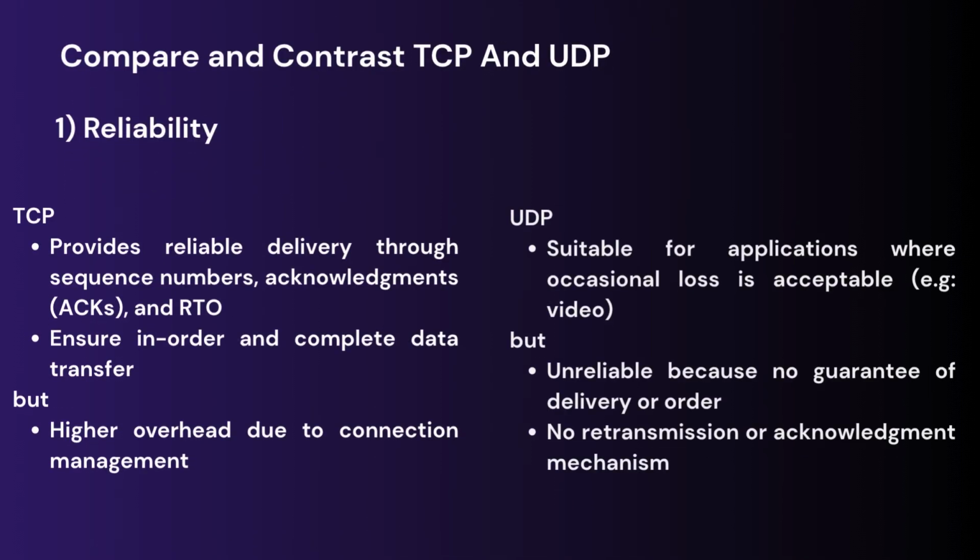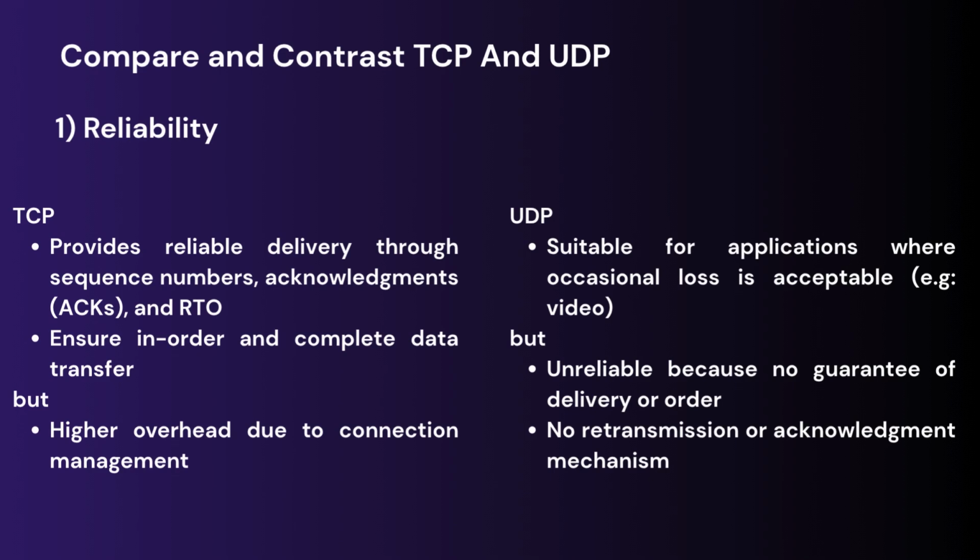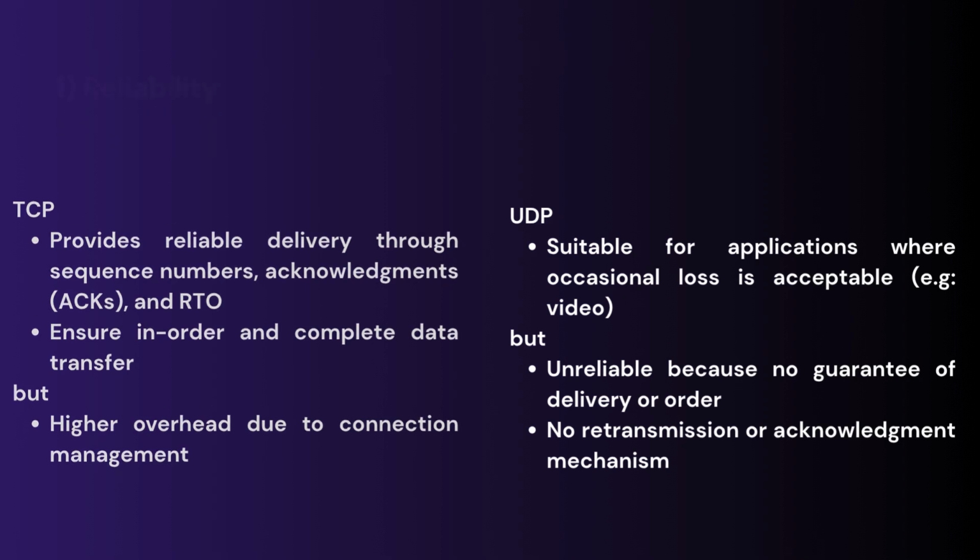For reliability, TCP provides reliable delivery through sequence numbers, acknowledgements, and RTO, and also ensures in-order and complete data transfer, but it has higher overhead due to connection management. UDP is suitable for applications where occasional loss is acceptable, let's say video, but it is unreliable because there is no guarantee of delivery or order, and no retransmission or acknowledgement mechanism.